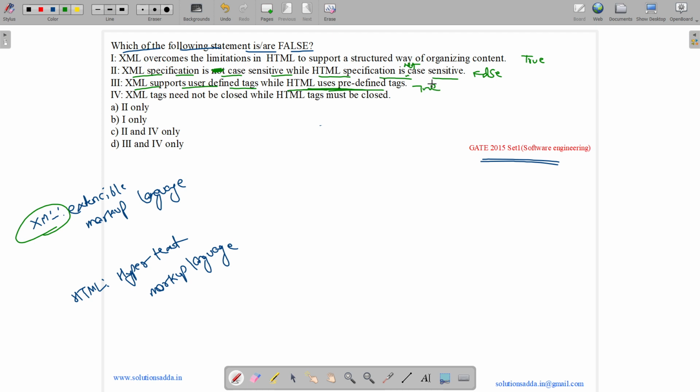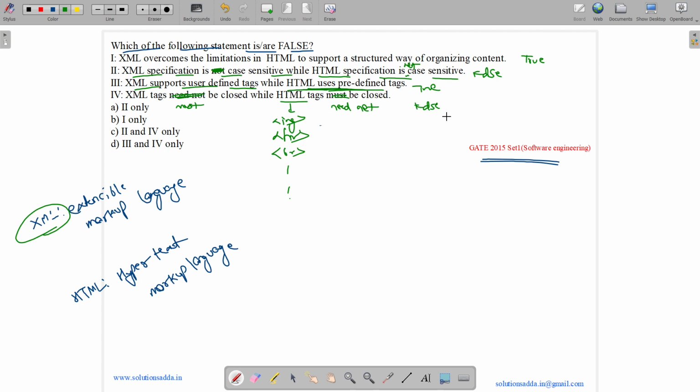So this is true. XML tags need not be closed while HTML tags must be closed. No, this is false. Why? Because we have some HTML tags that need not be closed, like image tag, HR tag, BR tag, and many more. So HTML tags need not be closed. They need not be closed, and XML tags must be closed.